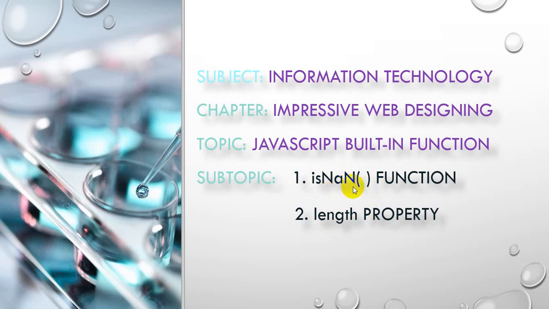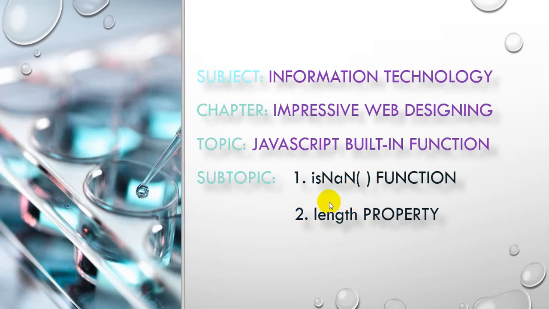So this is the function, and a function is nothing but a set of code, as we have seen. But in this lecture we will also learn a property. A property means an attribute. So we will see a property like the length property, and what the length property is in JavaScript. This is our last function in our syllabus, that is isNaN, not a number. And then we will see the length property, which is used to calculate the length of a string or a character.